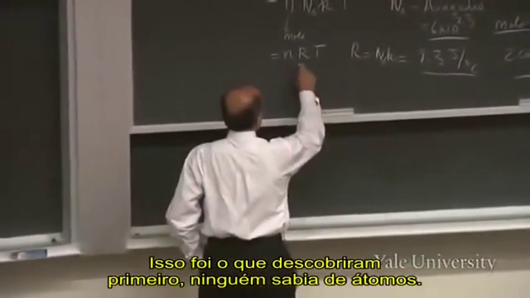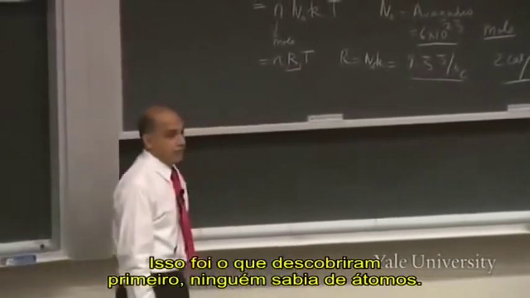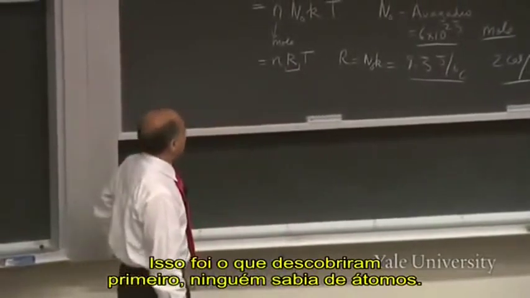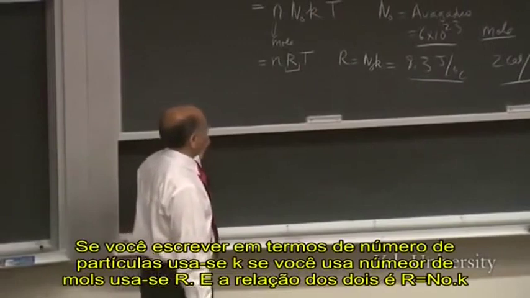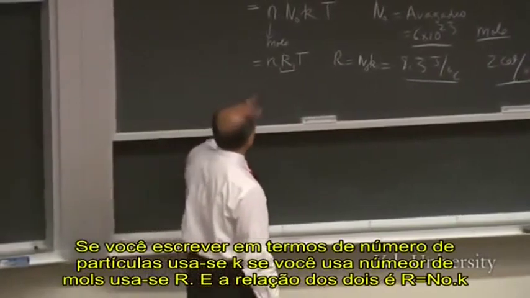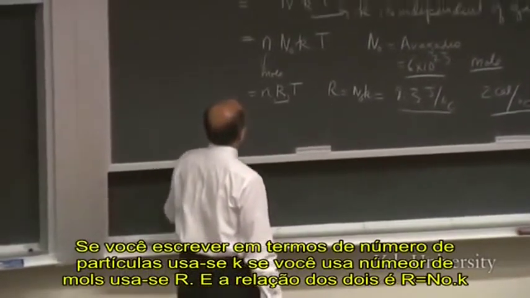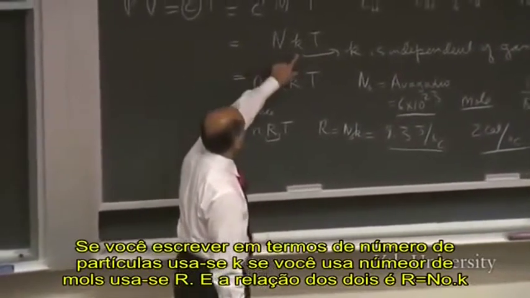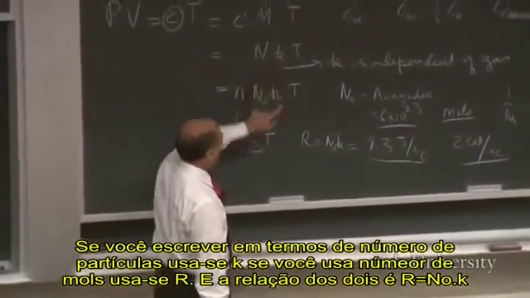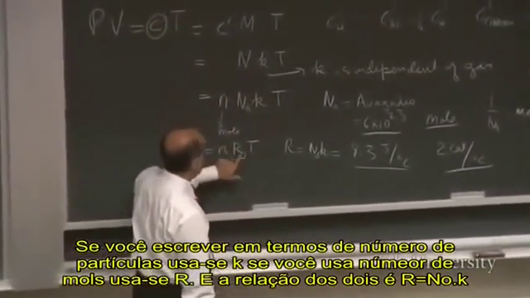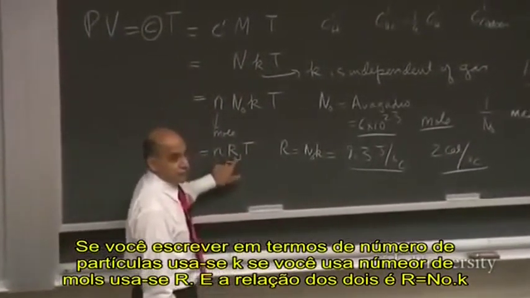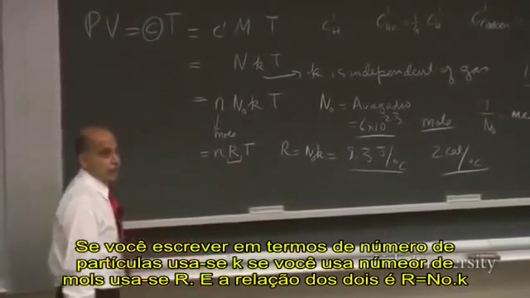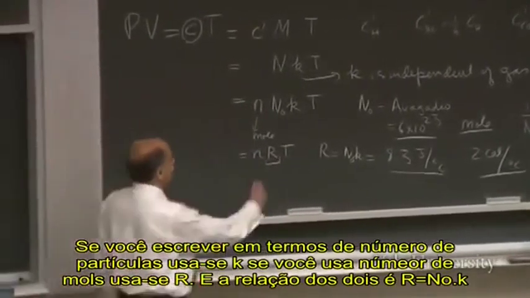So this is what they found out first, because they didn't know anything about atoms and so on. But later on, when you look under the hood of what the gas is made of, if you write it in terms of the number of actual atoms, you should use a little k, or you can write it in terms of number of moles, in which case you use big R. And the relation between the two is simply this.